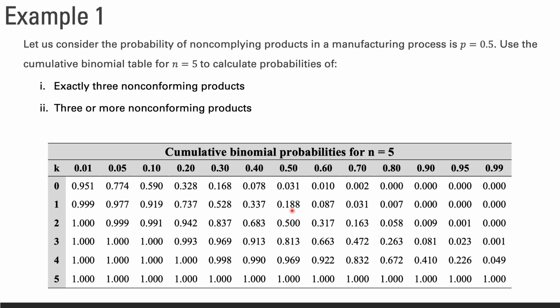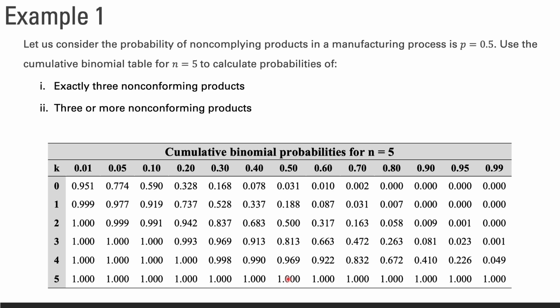That means less than or equal to 1 non-conforming products at p = 0.5, and this one, which corresponds to 2, represents the probability of finding 2 or fewer non-conforming products, or less than or equal to 2. And so on until here, where this one represents the probability of finding 5 or less than 5 non-conforming products.